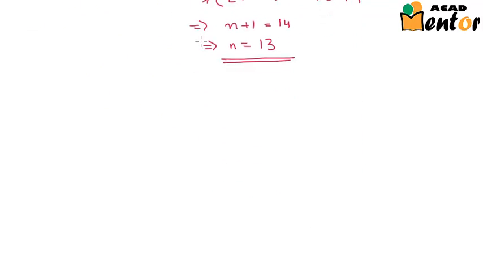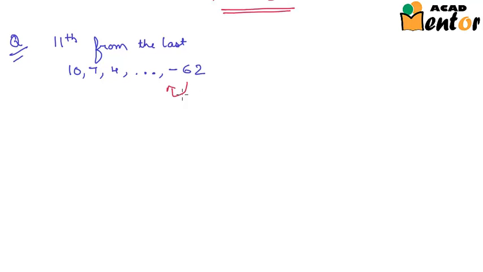Now let's look at another example. This is a solved example in your NCERT textbooks. Find the 11th term from the last for the AP 10, 7, 4 up to minus 62. Basically what this means is we have to find the 11th last term. This is the last term, this is second last, third, fourth, and we'll have to go up to the 11th last term.